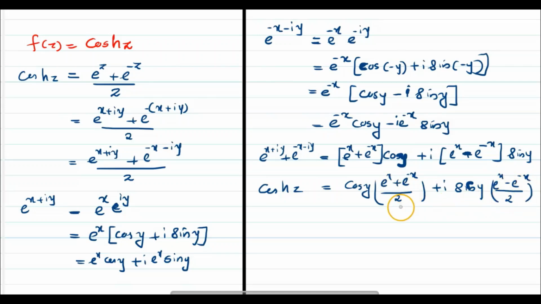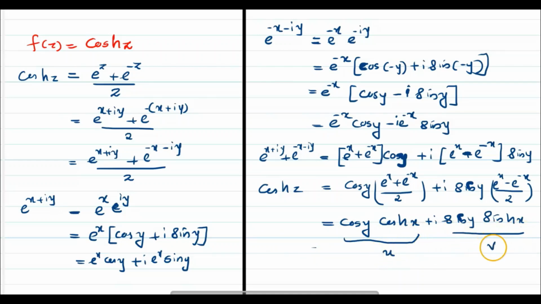We know that this is cosh x and this is sinh x. Therefore, we can write cos y cosh x + i sin y sinh x. cosh x is (e^x + e^(-x))/2. sinh x is (e^x - e^(-x))/2. So, cosh z we can write as cos y cosh x + i sin y sinh x. Therefore, our u and v are clear. This is our u and this is our v.